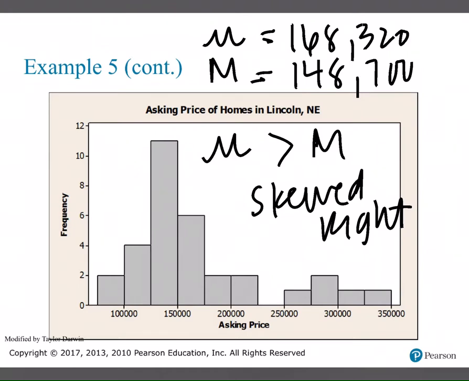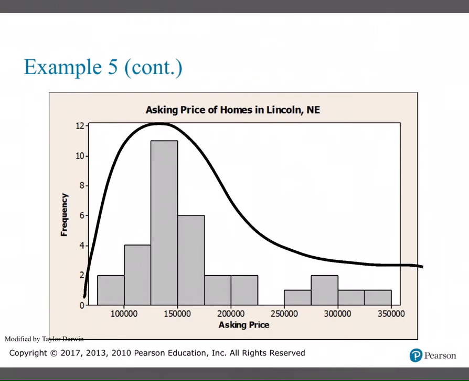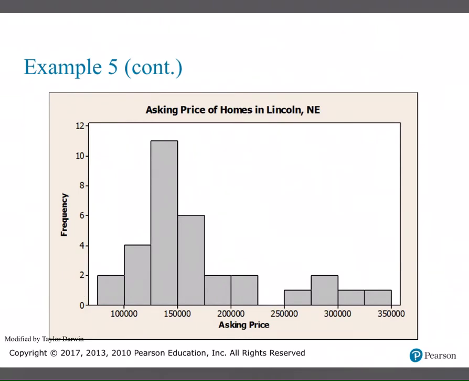And I could determine the shape without even having to draw this histogram. This is all about to go away. But if I made the histogram, I could verify my results, and it is skewed right.